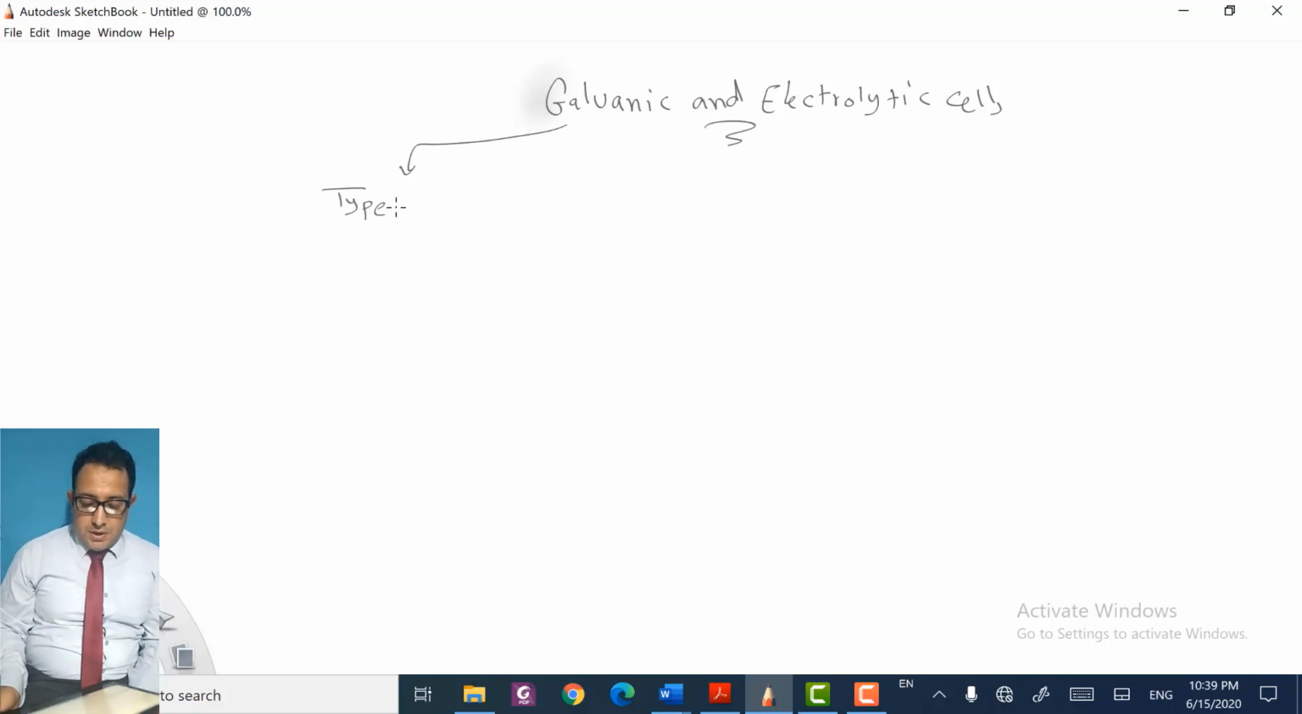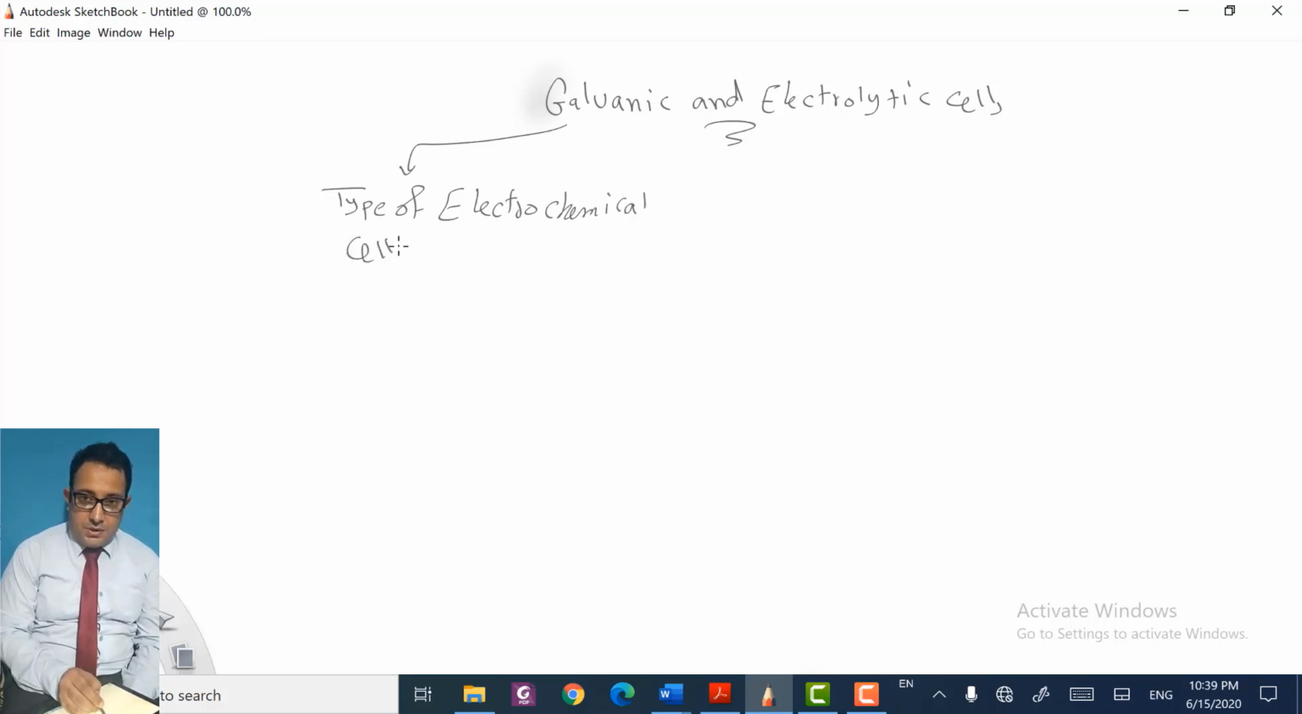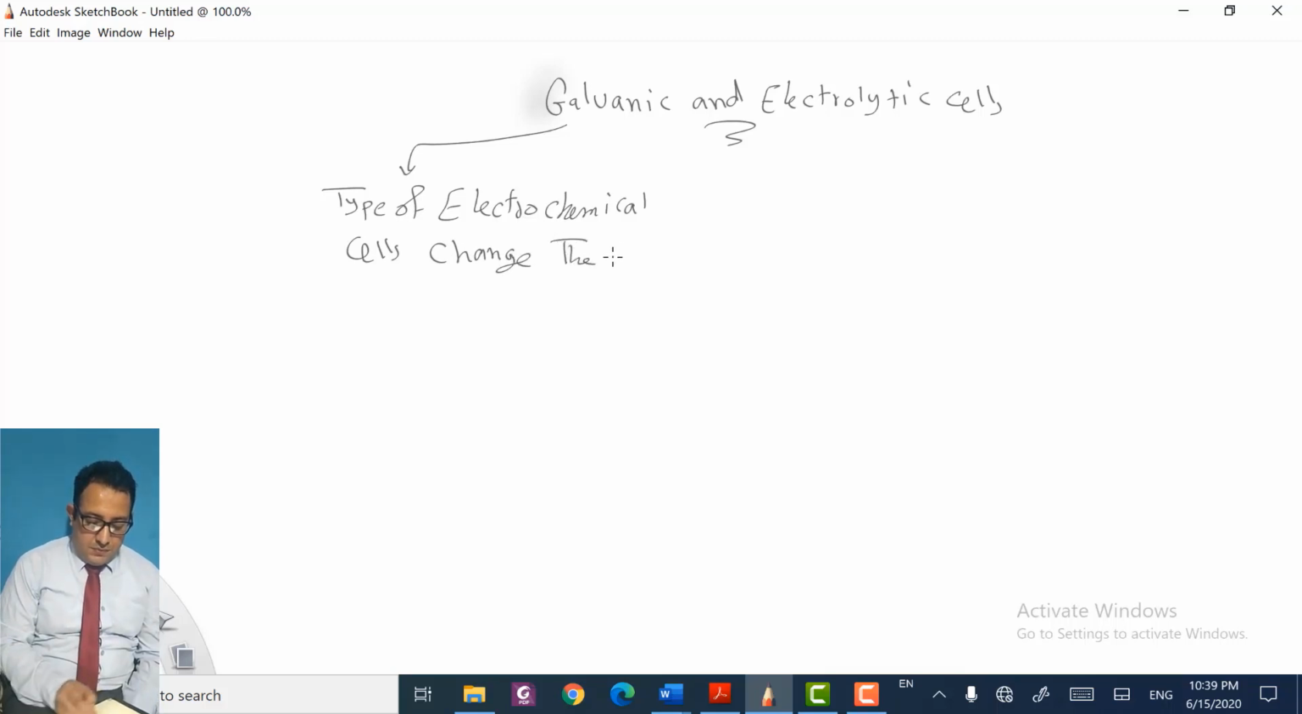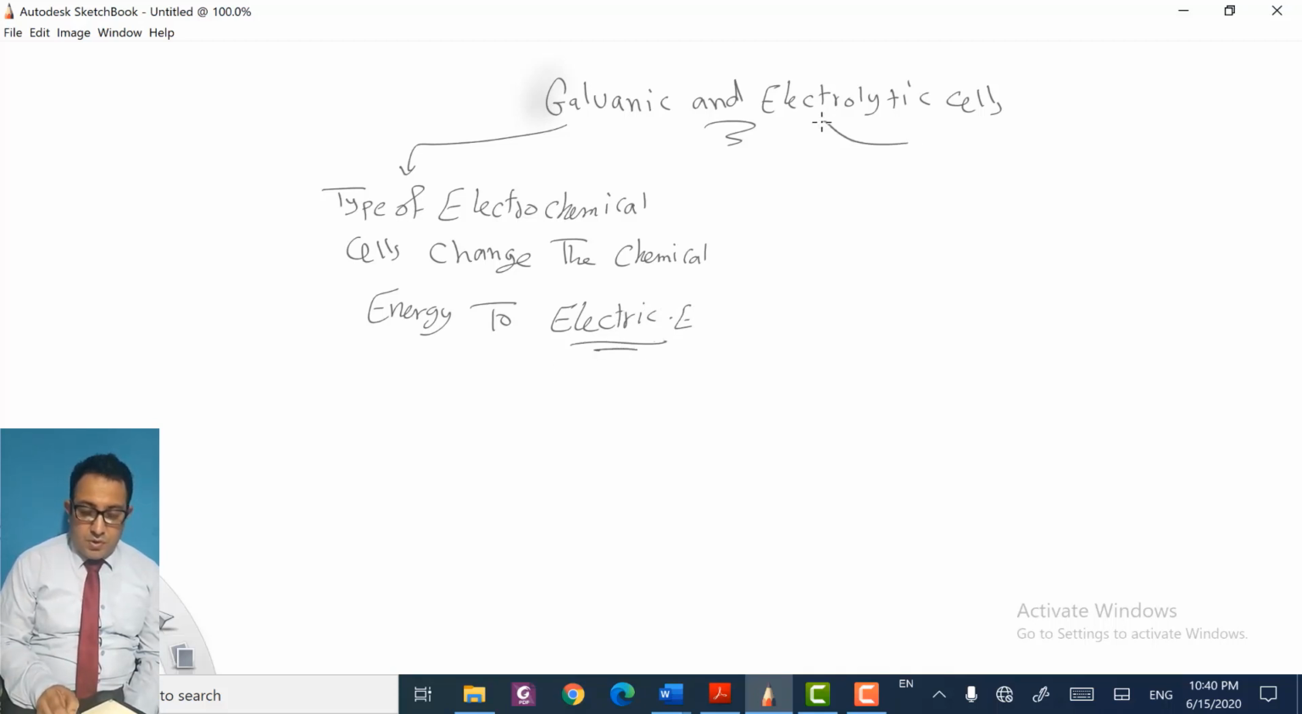Firstly, what is the difference according to the definition of each one? Galvanic cell is the type of electrochemical cell that changes the chemical energy to electric energy. So we can obtain the electric current from the galvanic cell.